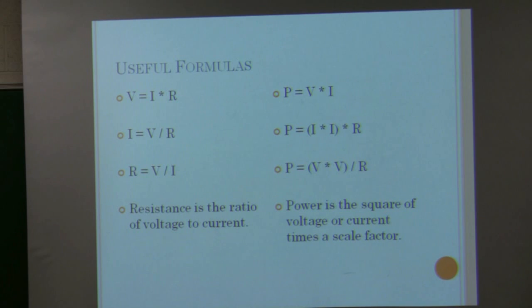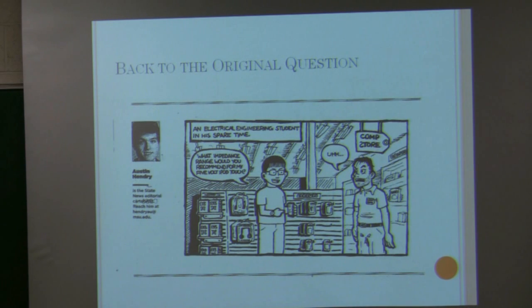So the big thing to take away from that is that power is pretty much either the square of voltage or current, and then times the scale factor, either R or 1 over R. If you have 1 volt and you double it to 2 volts, your power actually quadruples to 4 watts. Okay, so back to the original question.